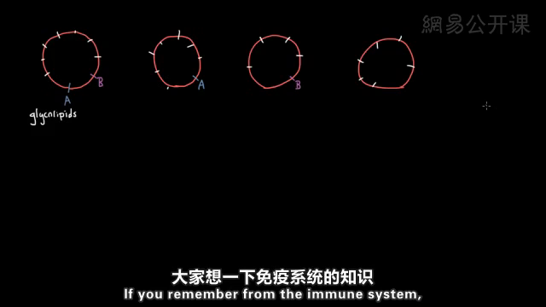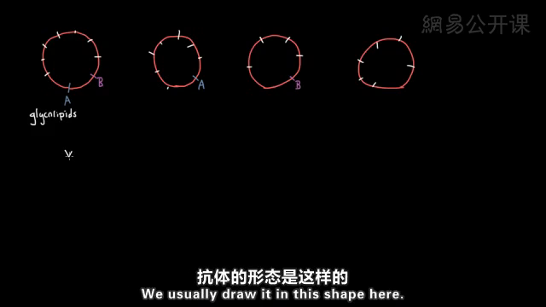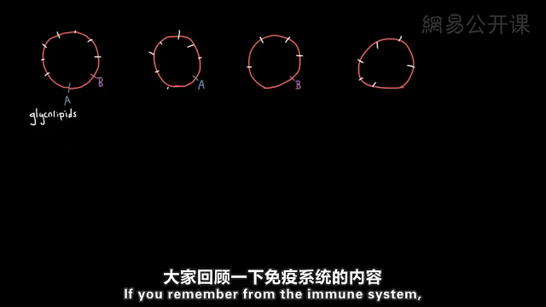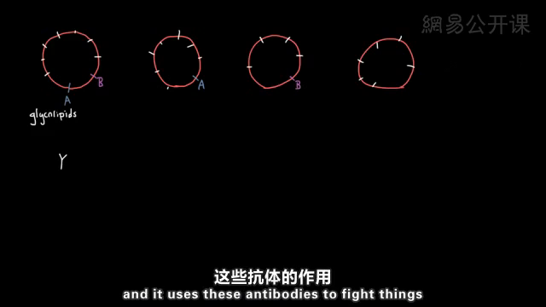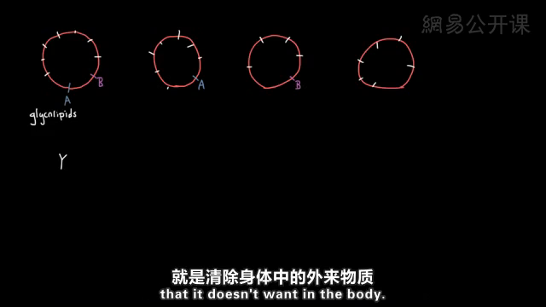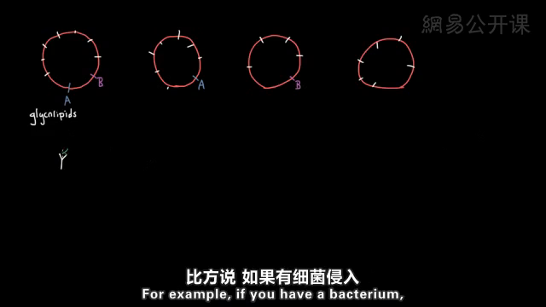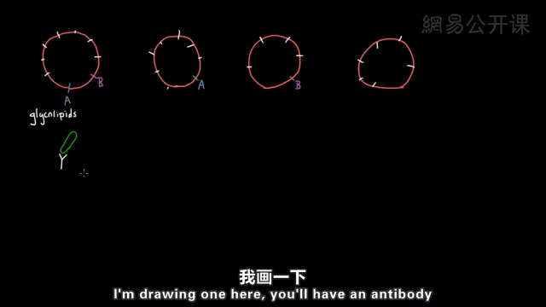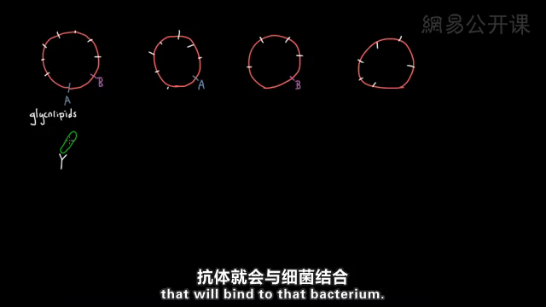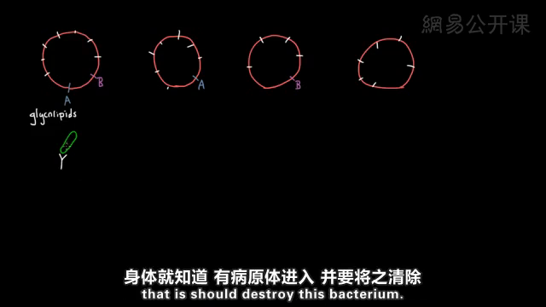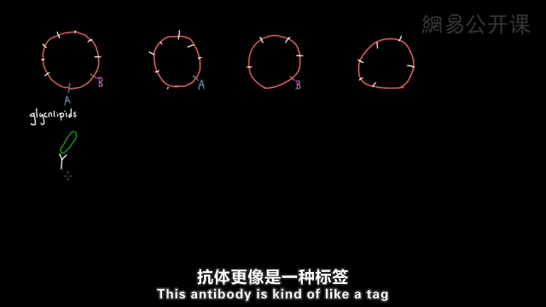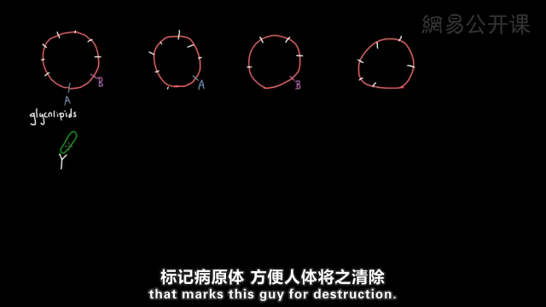So if you remember from the immune system, there's something called an antibody, and we usually draw it in this shape here. Your body uses these antibodies to fight things that it doesn't want in the body. So for example, if you have a bacterium, I'm drawing one here, you'll have an antibody that'll bind to that bacterium, and the purpose of that is that now your body knows that it should destroy this bacterium. So this antibody is kind of like a tag that marks this guy for destruction.